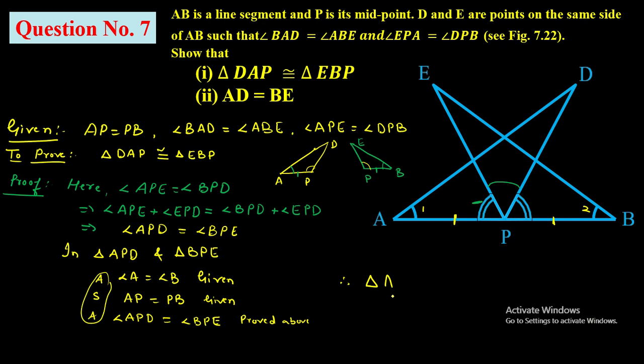Therefore, triangle APD or DAP is congruent to triangle BEP. And since the two triangles are congruent, the corresponding parts are equal. Therefore, AD is equal to BE. Hence, proved. So this was the proof of question number 7.